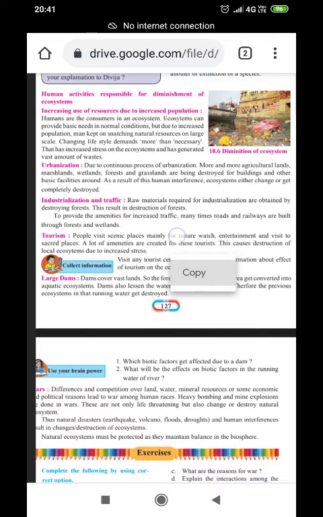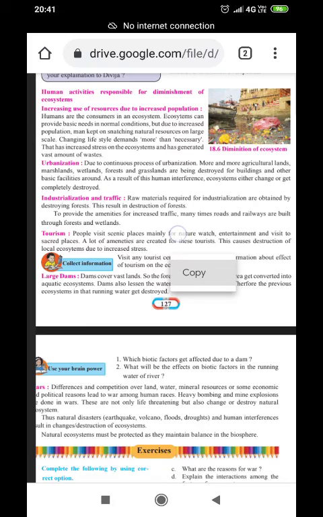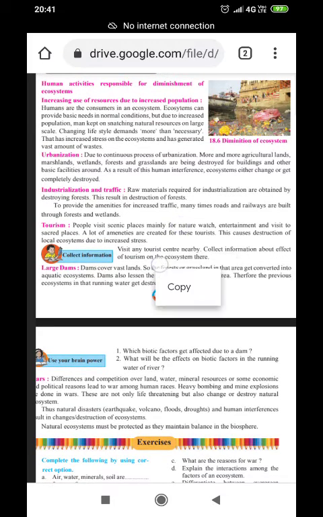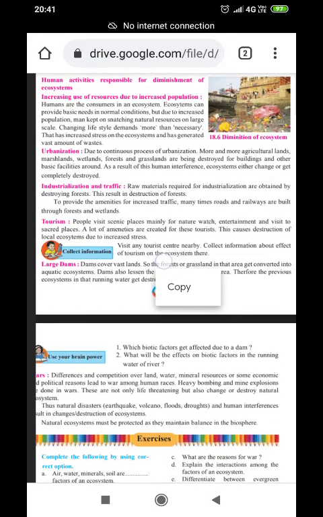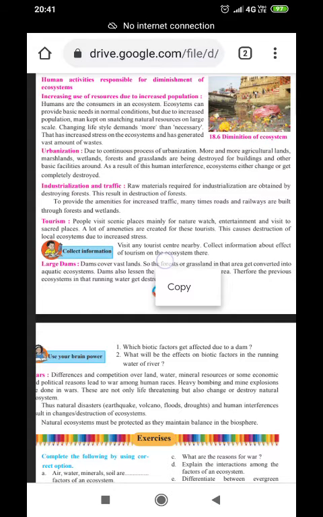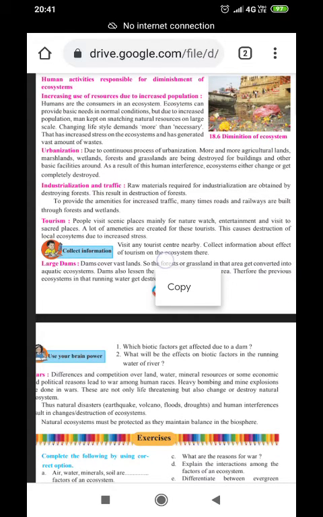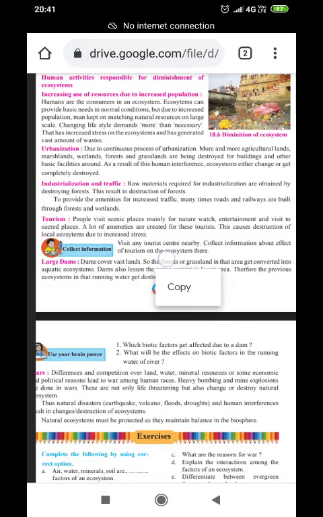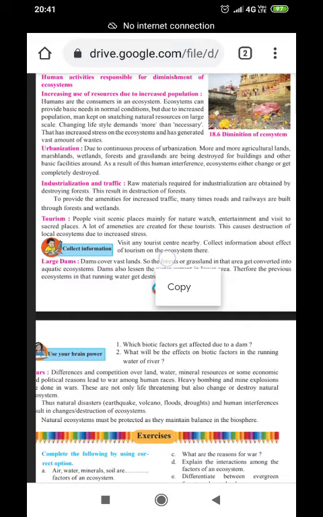Human activity is responsible for the diminishment of ecosystems. What are the factors of human activities which are responsible for the diminishment of the ecosystems? First, increasing use of resources due to increased population. Humans are the consumers in an ecosystem. The ecosystem can provide basic needs in normal conditions, but due to increased population, man kept on snatching natural resources on a large scale. Changing lifestyle demands more than necessary, which has increased stress on the ecosystem and has generated a vast amount of wastes. Urbanization.